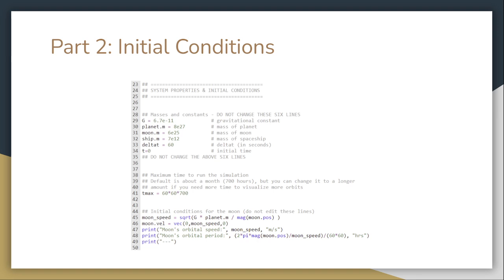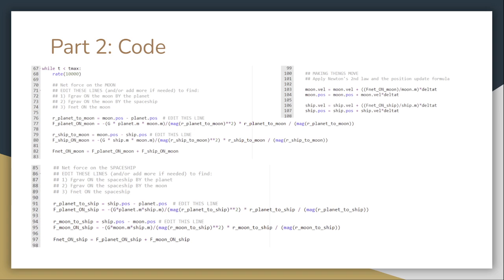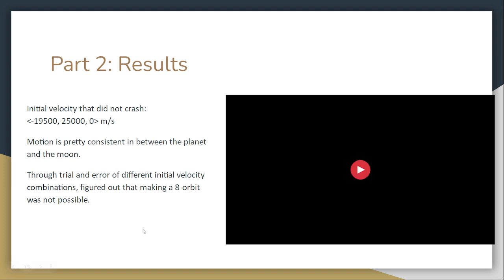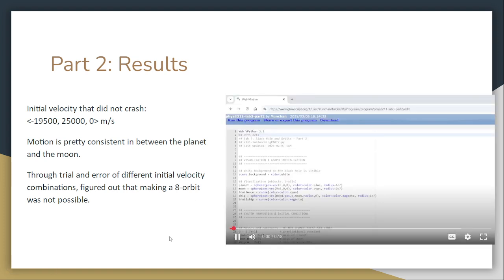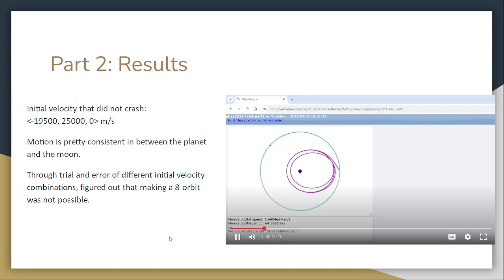These were the initial conditions for part 2 provided in the sample code. And in the code, I updated all the formulas using the universal gravitation formula. These were the results for part 2 that I came up with.